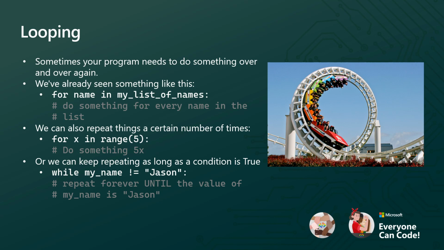Or we can keep repeating as long as the condition is true. So we can say while my name is not equal to Jason. Oh, by the way, that exclamation point equals means not equal to, just like equals indicates is equal to. So while my name is not Jason, it's going to repeat forever and ever and ever until the value of my name is changed to Jason.